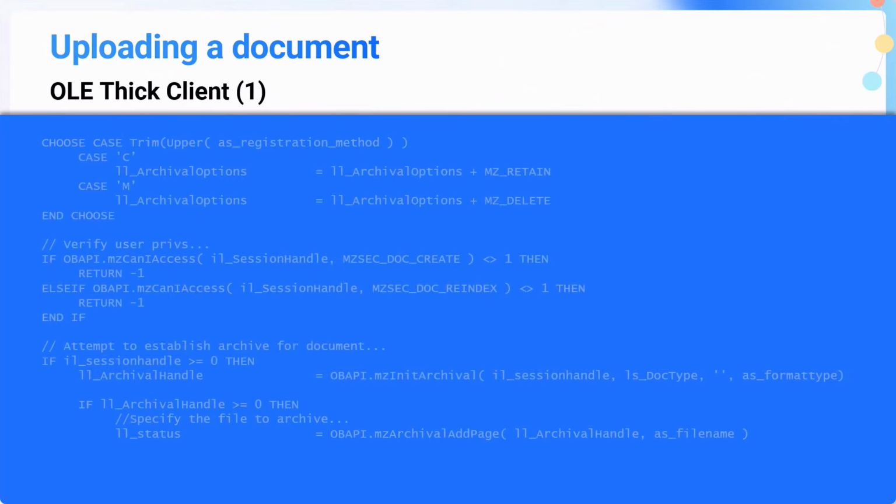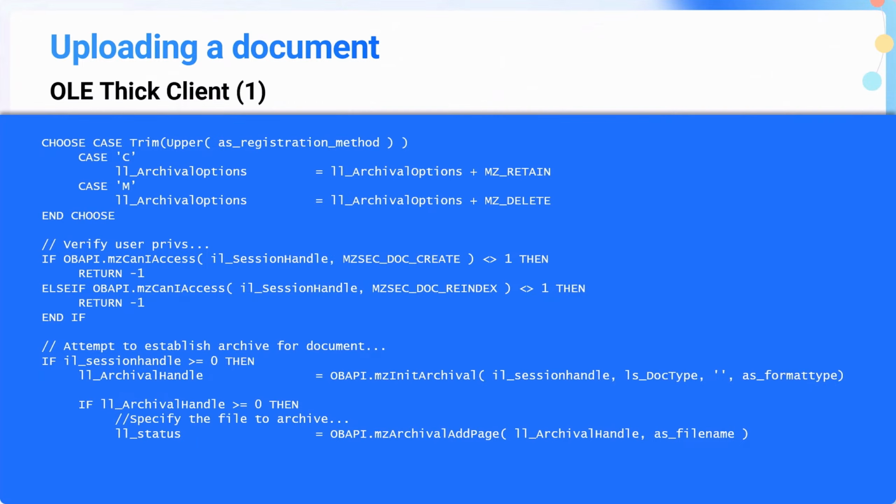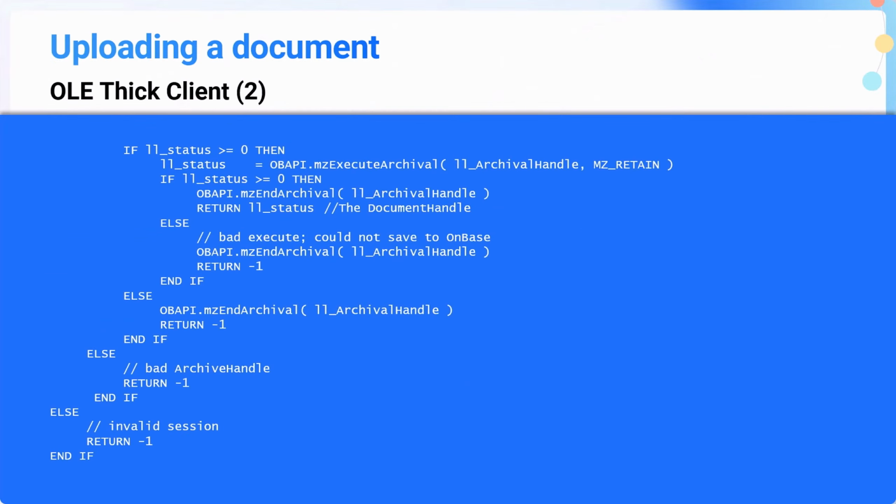Uploading a document in the OLE code is a set of several steps. Make sure the user can create and reindex or set the keywords in the documents. Initialize the archive, which creates a storage for the document, and then upload the document. Note the MZ can I access methods. There is no corresponding REST API call to determine the permissions. After initializing the archive and adding the file, we execute the archive, which uploads the document. We then need to end the archive process. The result is a document handle.